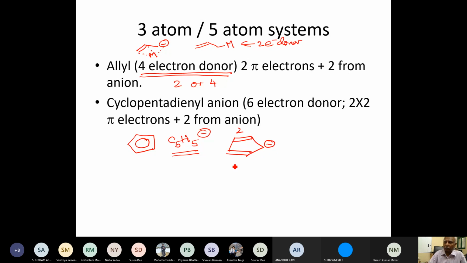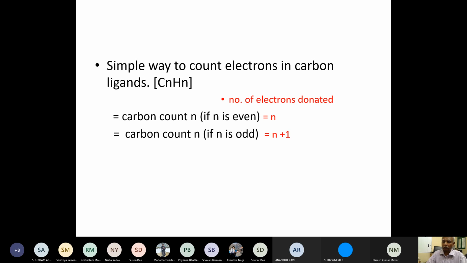So you have 2 electrons from here, 2 electrons from here, 2 electrons from here, and so you have 6 electrons. So all this is fairly readily understood. The simplest way is, for a pi electron system, you just count the number of carbon atoms. If n is even, the number of electrons equals the number of carbons.